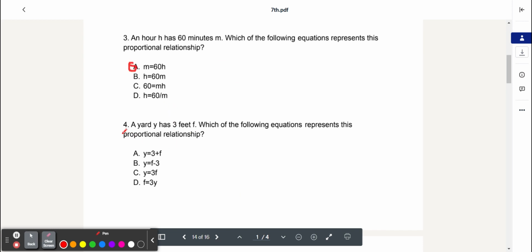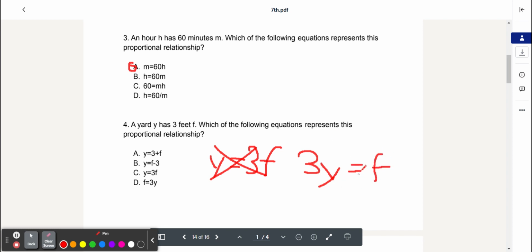So next, let's look at number 4. A yard y has 3 feet f. Which of the following equations represents this proportional relationship? So it's a similar idea to the one previously. We have yards and feet. And while you might be tempted to say a yard has 3 feet, so the 3 goes here, but that isn't the case. This is wrong. We just looked at that with number 3, so it should be 3y equals f.